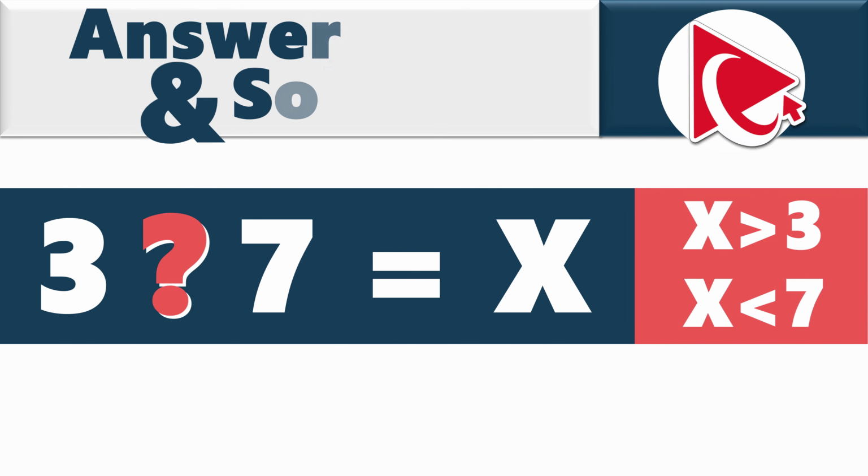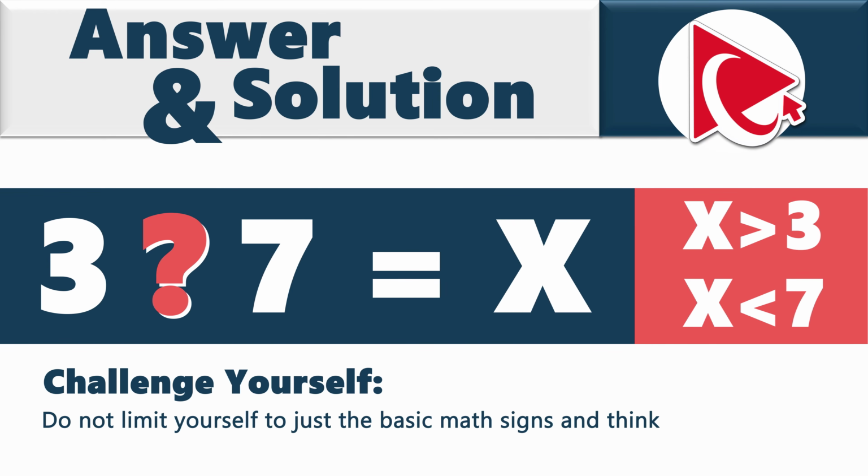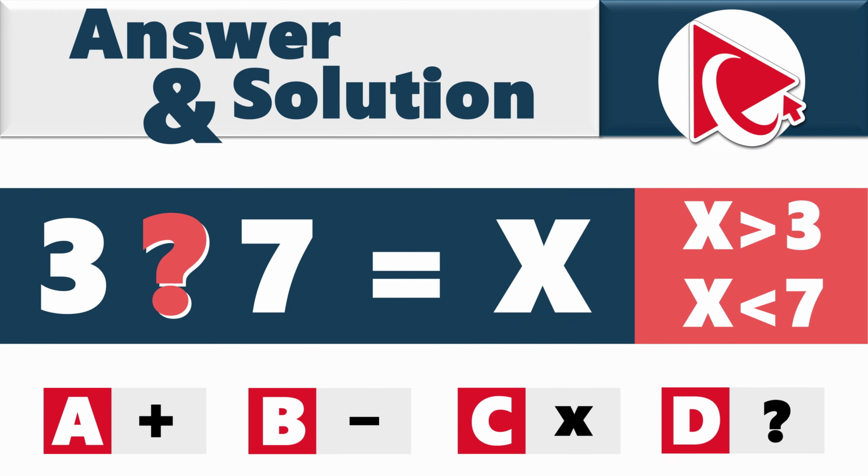If you are still thinking about the answer, I'm gonna give you a hint. Do not limit yourself to just the basic math signs and think out of the box. Want an additional hint? Take a look at the choices presented here. Choice A plus sign, choice B minus sign, choice C multiplication sign, and then choice D question mark. Does this ring a bell? That there is no sign here that actually solved this challenge. That's because these signs are too basic for this puzzle party.